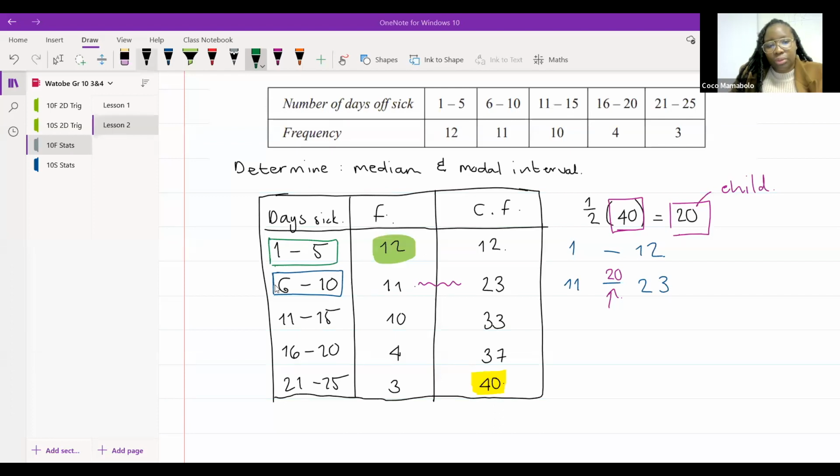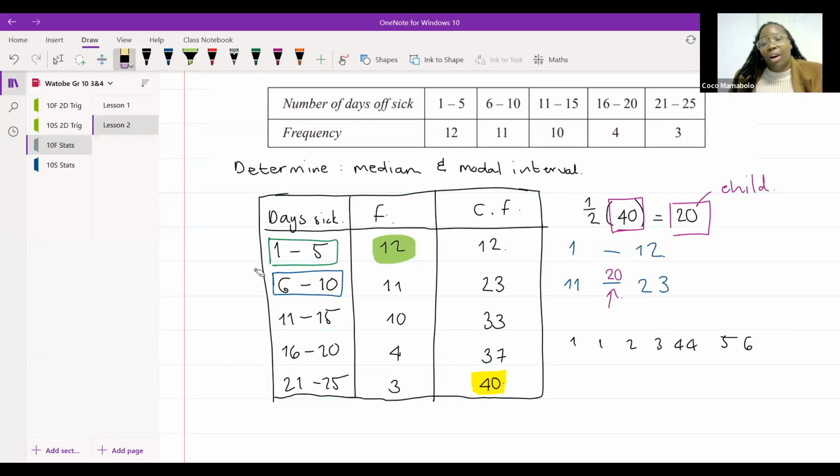Ma'am, the mode is quite easy for me, but when it comes to the median, it's very confusing. I don't understand. Oh, okay, but imagine if I had a list of 8 numbers. I'm just going to pick 8 numbers at random. 1, 2, 3, 4, 5, 6, 7, 8. Okay, let's stop it there.